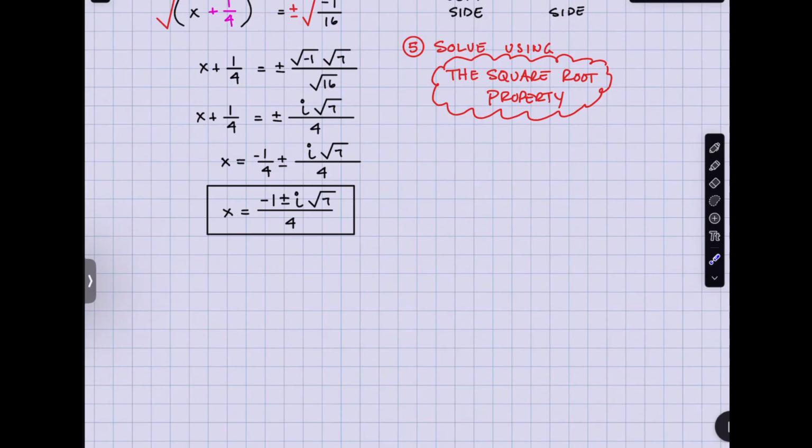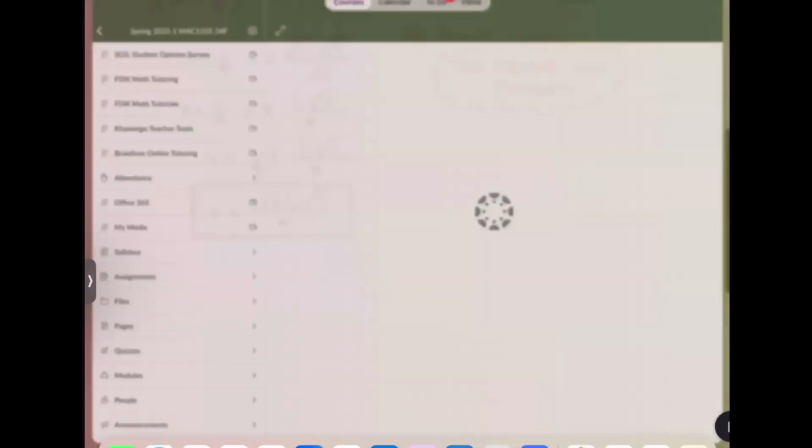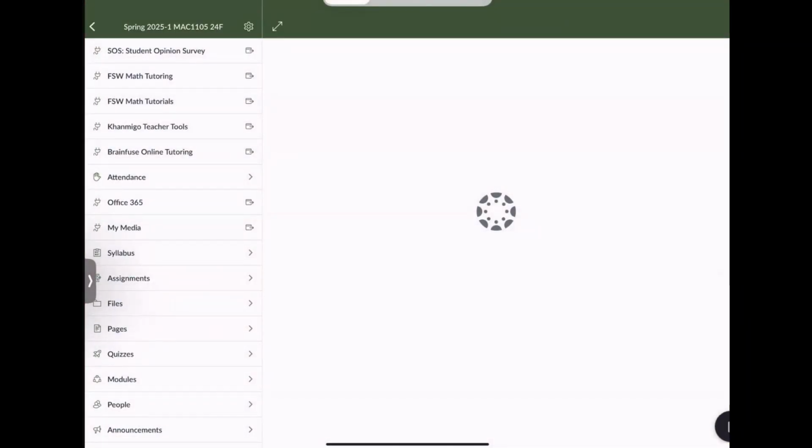The SOS? So the SOS, in case you did not check your school email, most likely it was sent to your school email. But if you don't find it, it is on the left-hand side of the Canvas course, and you see SOS opinion survey. When you click on that, you should see it for all of your classes. You just click on the class and do it.